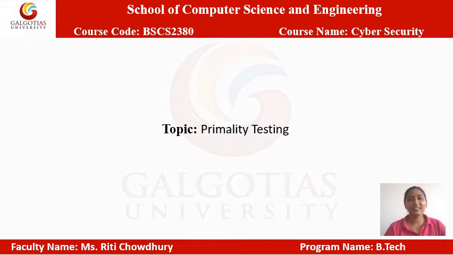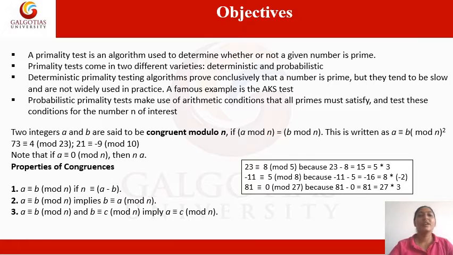So in today's class, we will read about primality testing. Now let's see what is primality testing. A primality test is an algorithm that is used to determine whether or not a given number is prime. Prime numbers play a significant role in different cryptographic algorithms. That's why for any large number, it is very necessary to test whether it is a prime number or not.